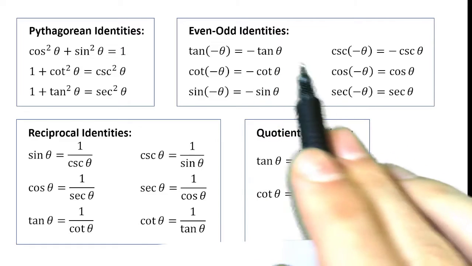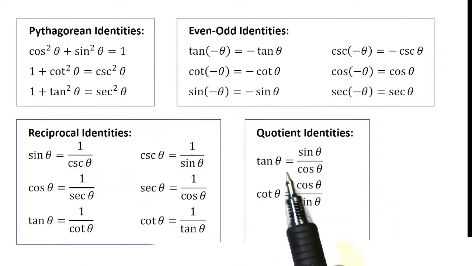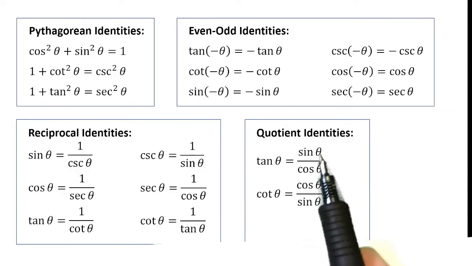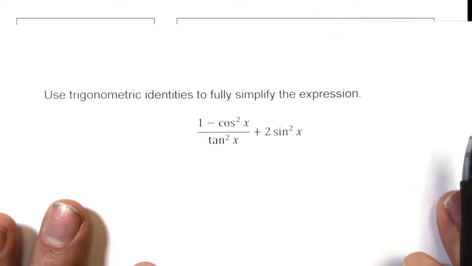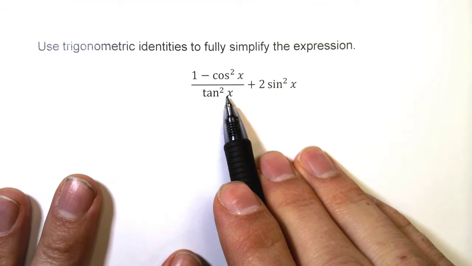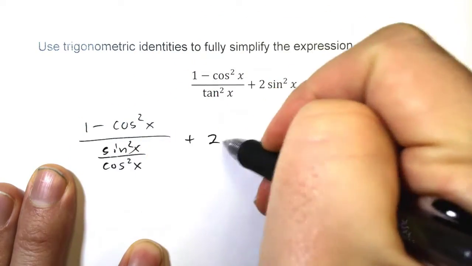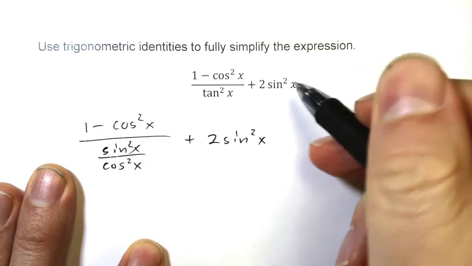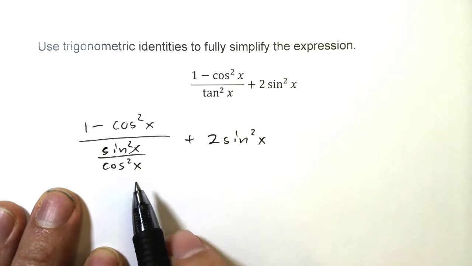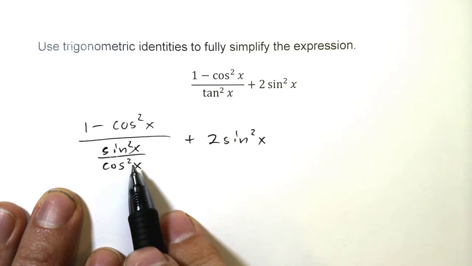Let's see. None of these, not that, not that. Oh, there it is. Tangent is sine theta over cosine theta, right? So tangent squared x will be sine squared x over cosine squared x. Okay, so let's write that over here. I'm not sure what to do with this piece yet, so I'm just going to leave it the same. All right, well, still not sure what to do.